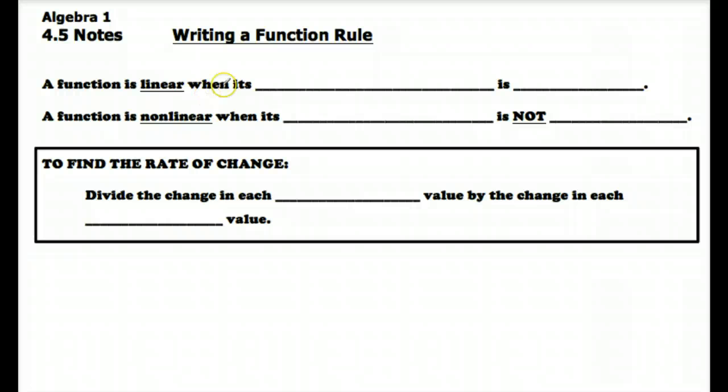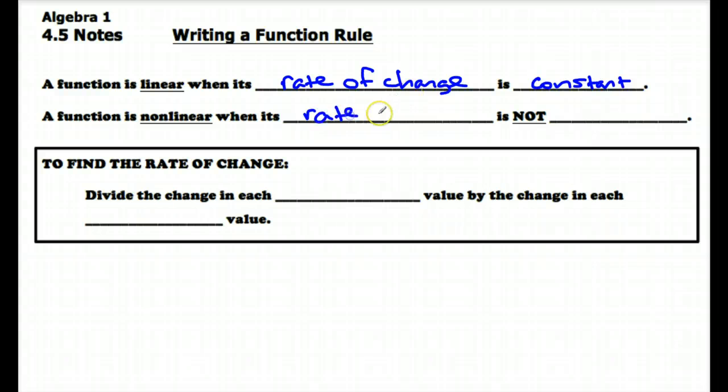A function is linear when its rate of change is constant. Another word for constant is the same. A function is nonlinear when its rate of change is, guess what? Not constant. So a nonlinear function would be one whose rate of change is not constant.